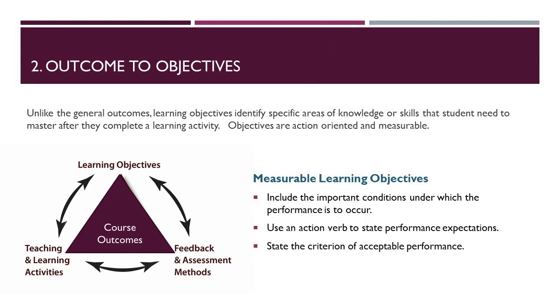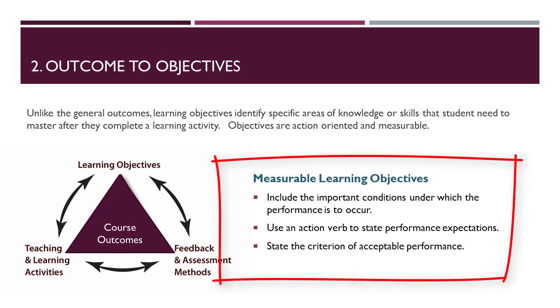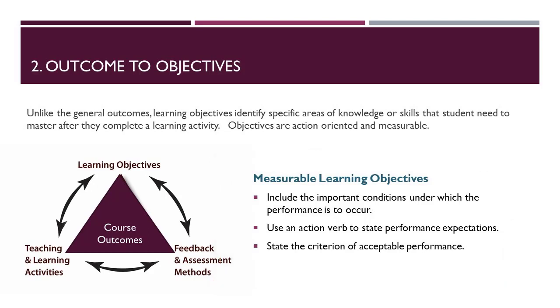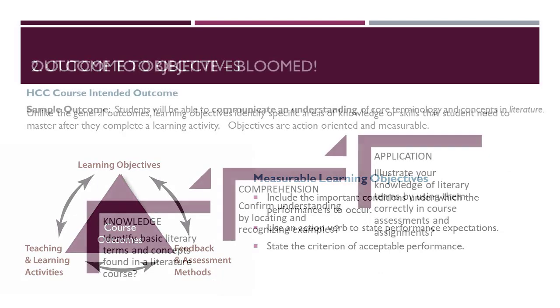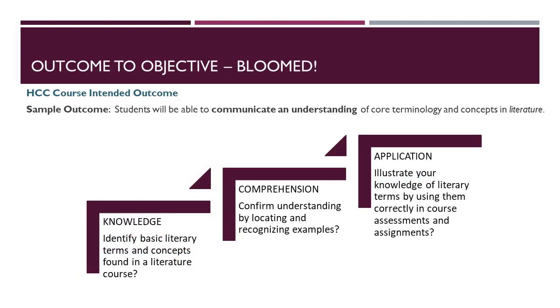Usually, we know when an objective is measurable because it includes the important conditions under which a performance is to occur, uses an action verb to state whatever that performance expectation is, and also states the criterion of acceptable performance. So, as you craft your specific learning goals and objectives for your course, you might want to consider the criteria for creating a measurable learning objective. One way that you can ensure this criteria is to make sure you apply Bloom's taxonomy.